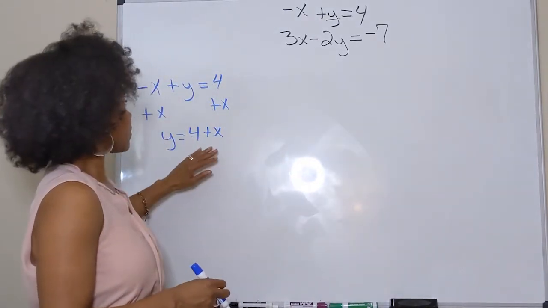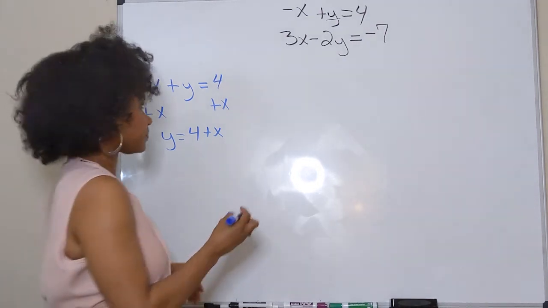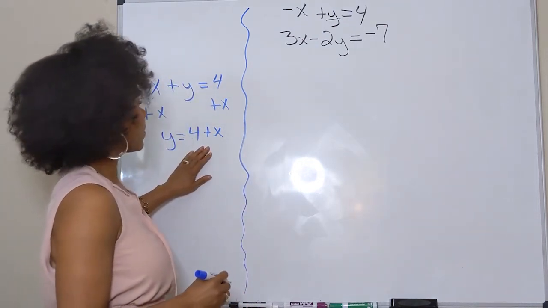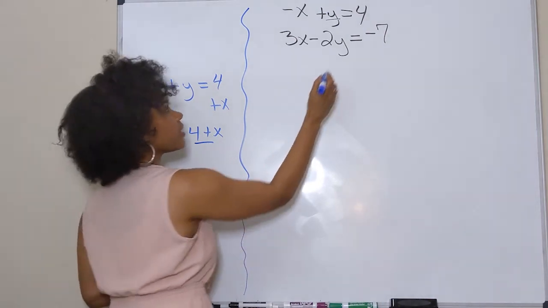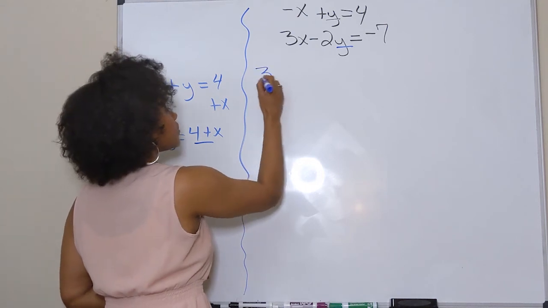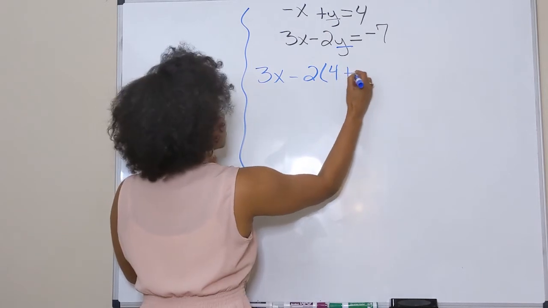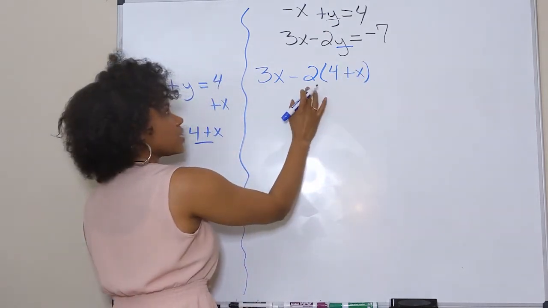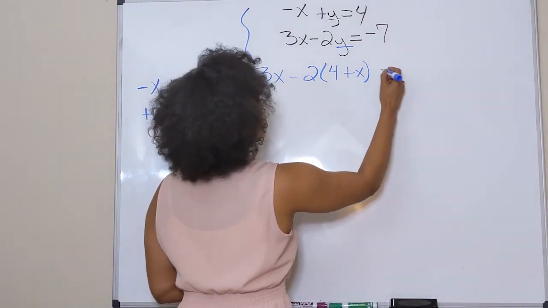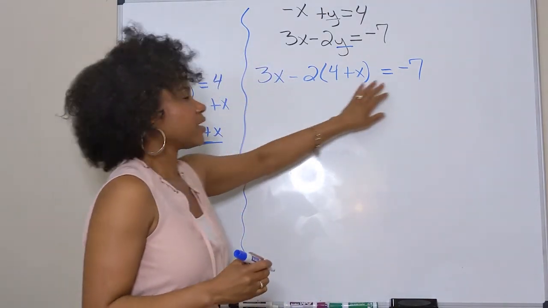All right. So I'm going to finish solving this problem. y equals 4 plus x. Making room for my work. I'm going to replace y with that 4 plus x in my second equation that I did not solve for. So that's going to be 3x minus 2 times 4 plus x. So I want to multiply that negative 2 times both terms. So I put the parentheses equals negative 7. All right, so now I have all x's in my problem.